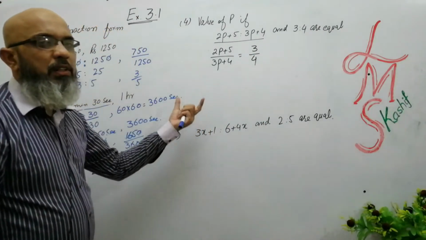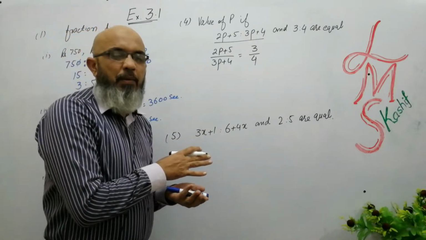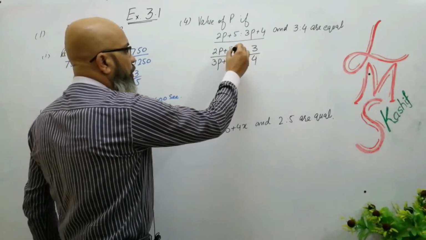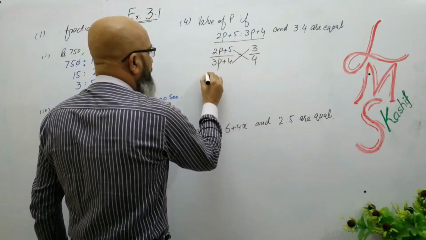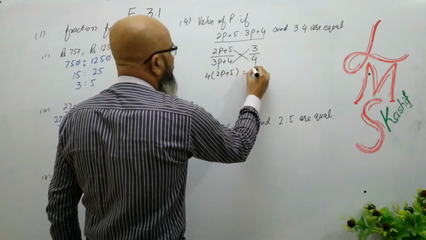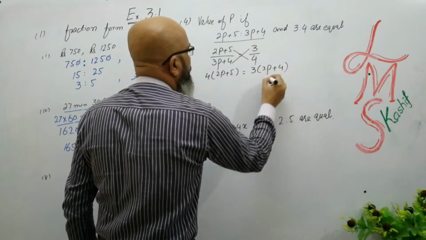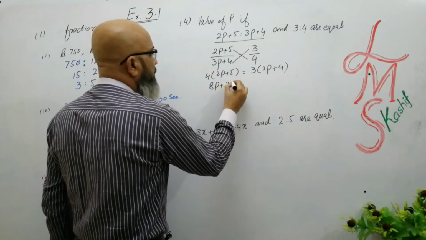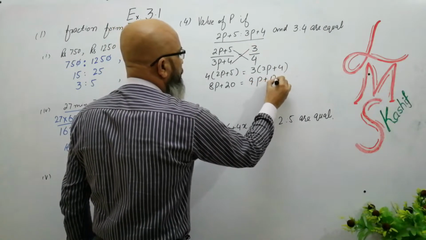Now you can solve this by cross multiply. It will change into a simple linear equation, so you can solve it very easily. So cross multiply this value with 4, this value with 3. When you multiply this one, 4 into 2p plus 5 is equal to 3 into 3p plus 4. So multiply, 4 twos are 8p plus 4 fives are 20, 3 threes are 9p plus 12.